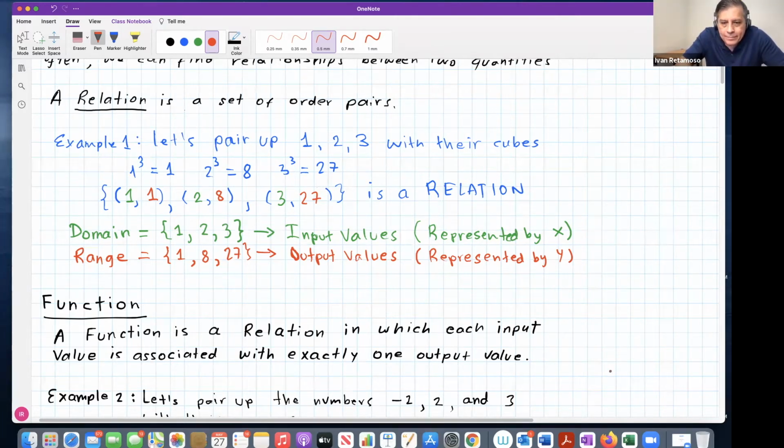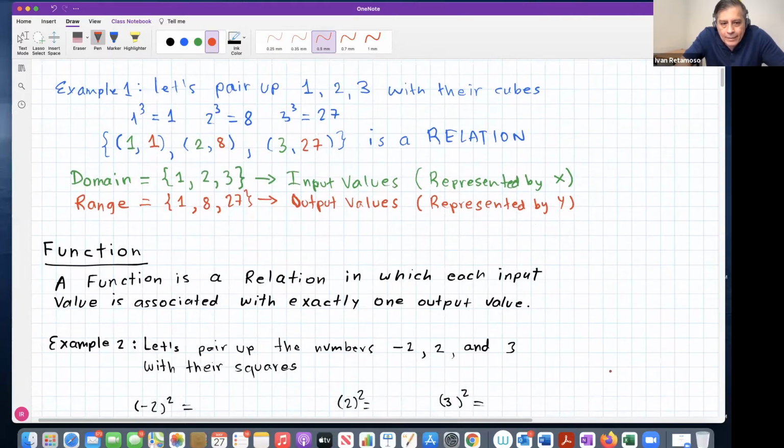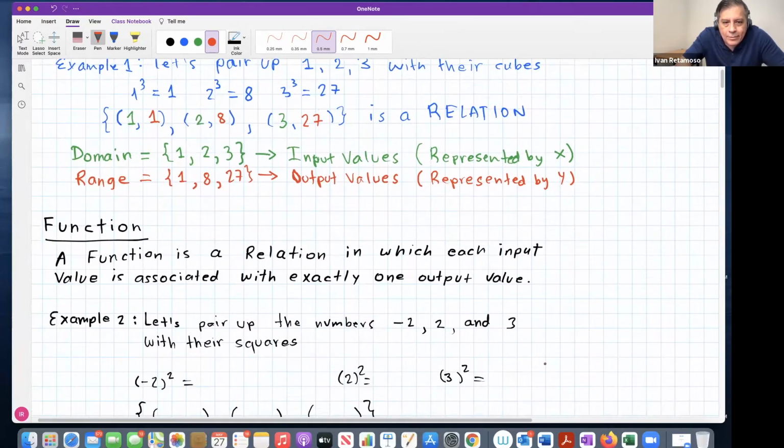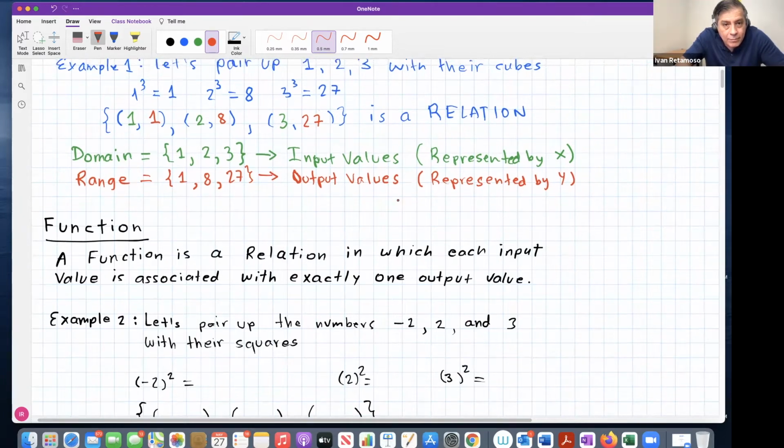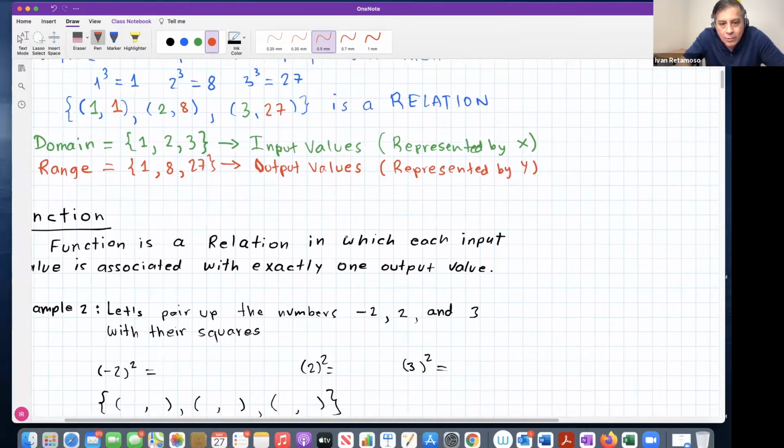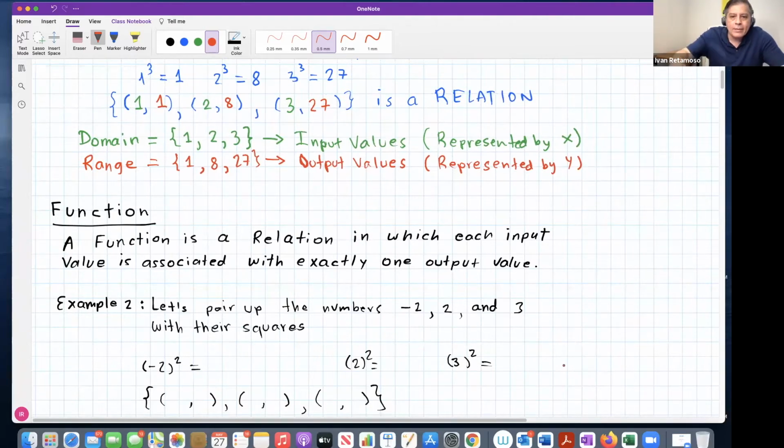Great. So now let's go back to a mathematical example. Let's try to pair up numbers using certain rules. Before I used cubing, let me now use squaring. For example, -2, +2, and 3. I'm going to pair them up with their squares, just like I did before. So I have to square -2. What should be the result of squaring -2?